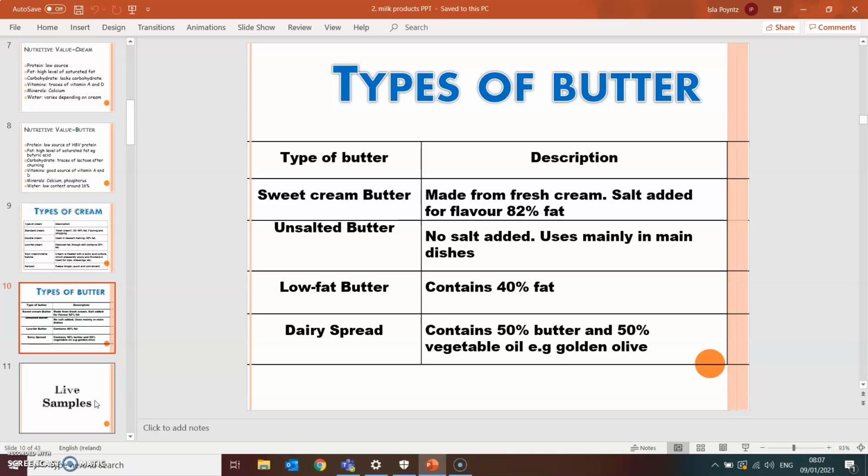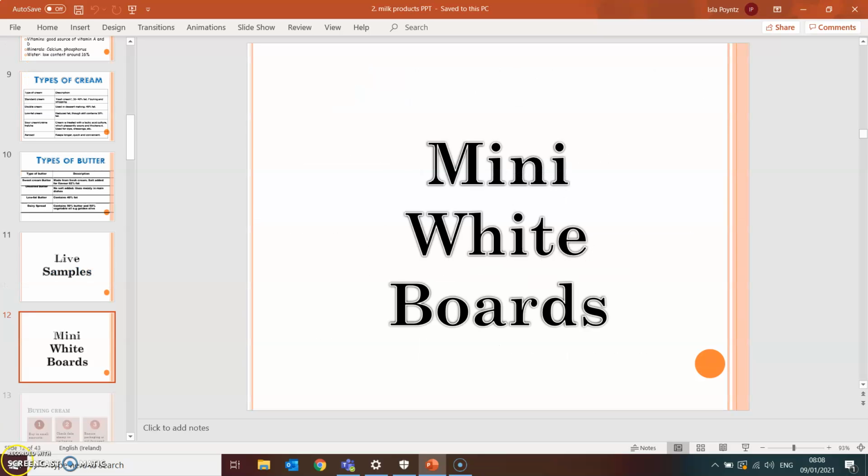And then you can get spreads. And the spreads would have more mono unsaturated fat and poly unsaturated fat, so they are healthier, and they are a healthier alternative for someone who has high cholesterol or heart disease. So they would have more oil in them rather than the cream. Okay. Now, so we'll move on.